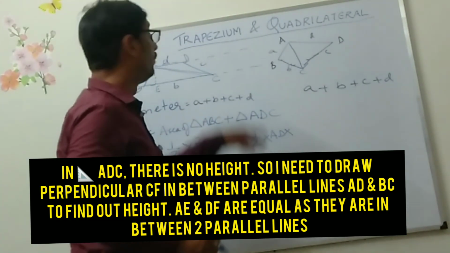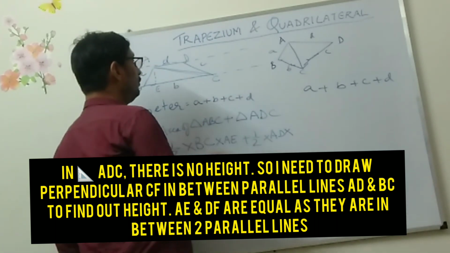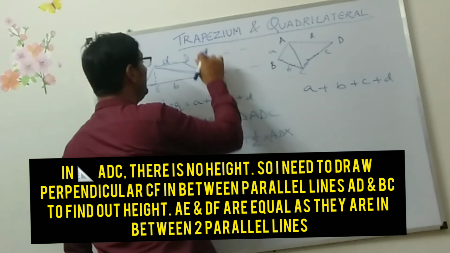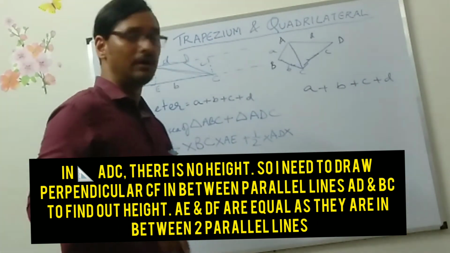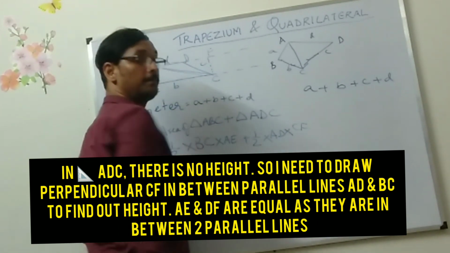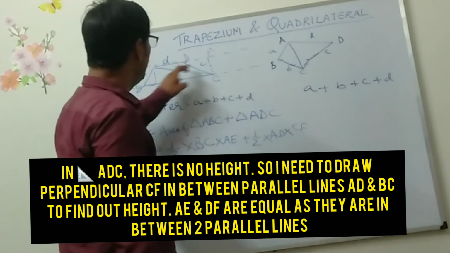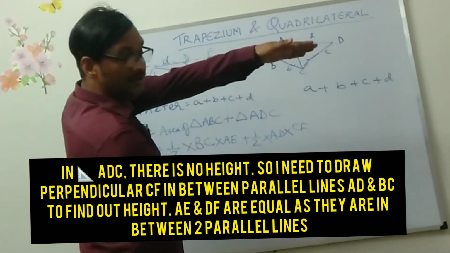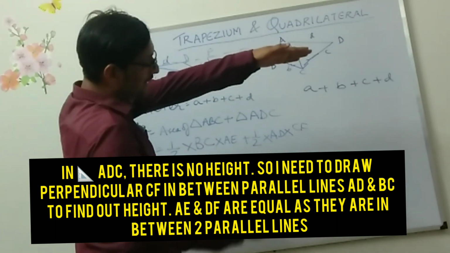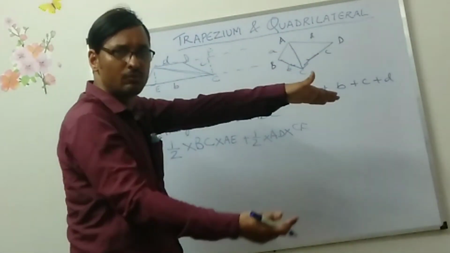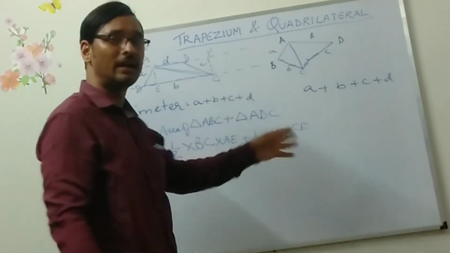Base. What is height? I don't know the height in this case also. So the distance between these two lines will always be equal. Suppose this is CF. See, AE and CF both are same. Why? Because these two lines are maintaining equal distances, and whatever line is in between will be equal. So AE and CF both are what?